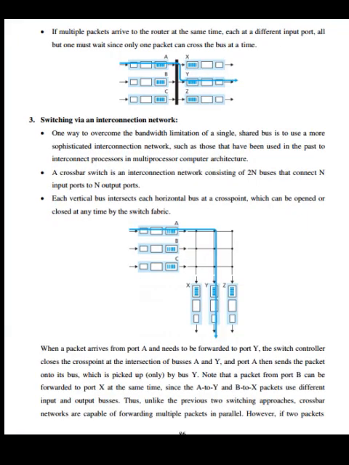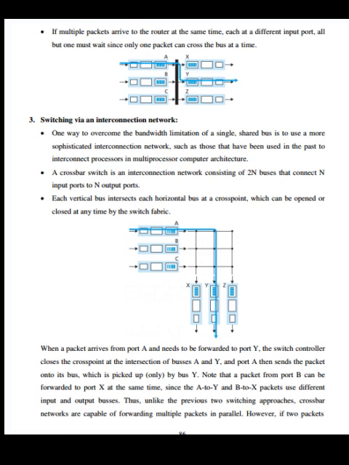If multiple packets arrive to the router at the same time, each at a different input port, all but one must wait since only one packet can cross the bus at a time. See the figure. Switching via an interconnection network.